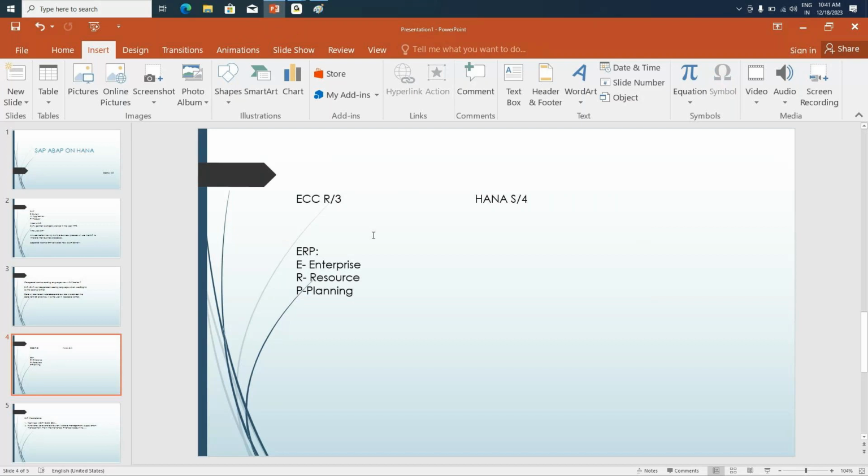So just for your understanding, I'm telling you that this is also called as R3 system and this is called as an S4 system. So the only difference or the key difference between ECC and HANA is an upgraded software. In HANA, you will have the database HANA, but in ECC, it uses the database of either SQL database or Oracle database. So that is a key difference between your ECC and HANA system.